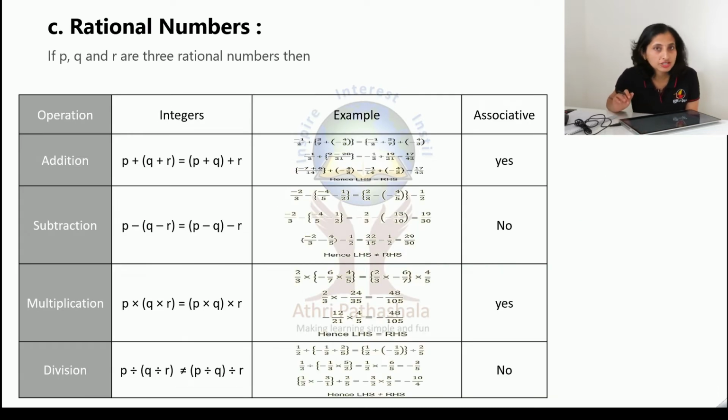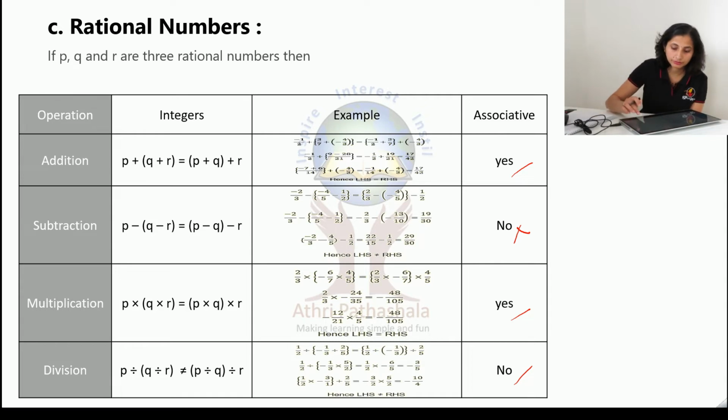Check for the rational numbers. For rational numbers, addition, yes, it is associative, but subtraction is not, multiplication yes, and division is not. Check the examples. You will get to know the answer.